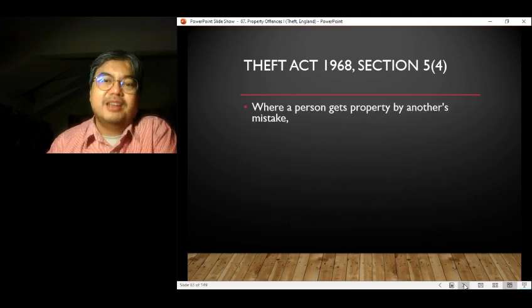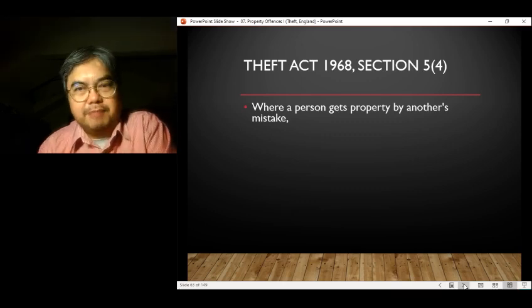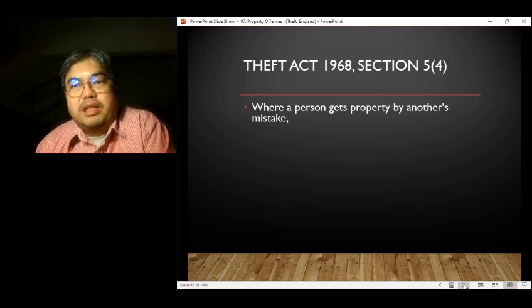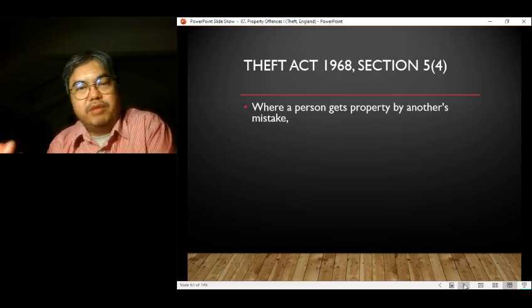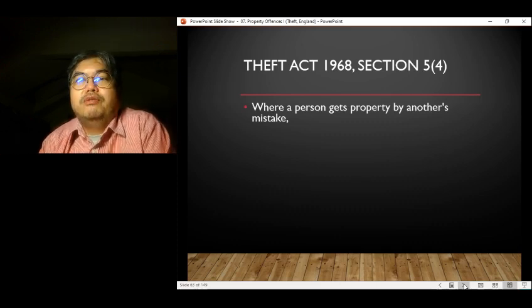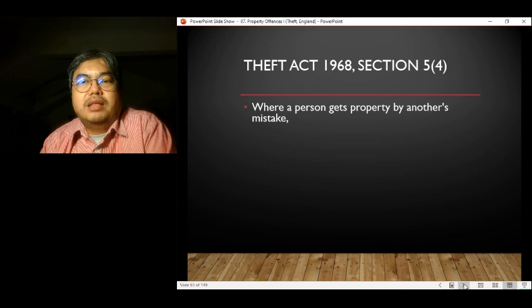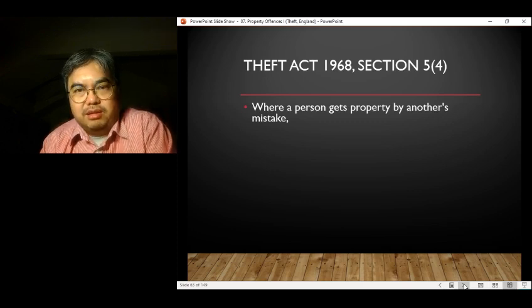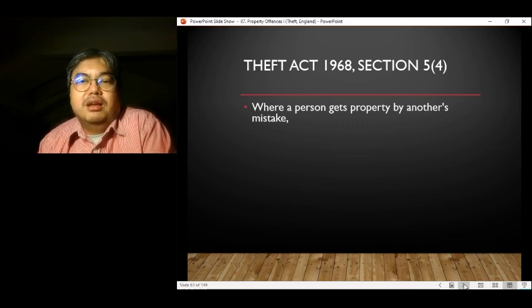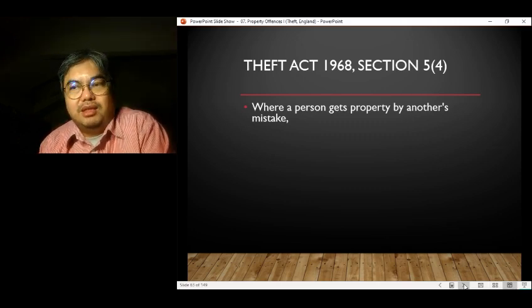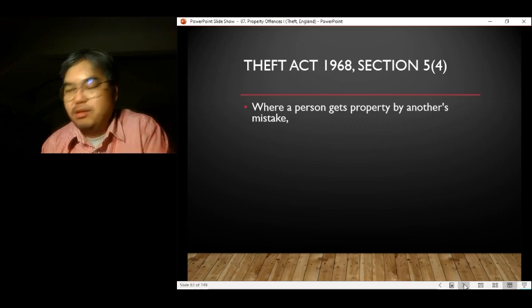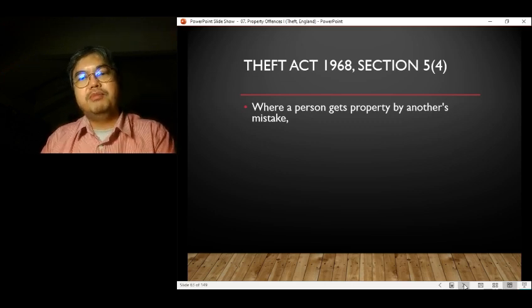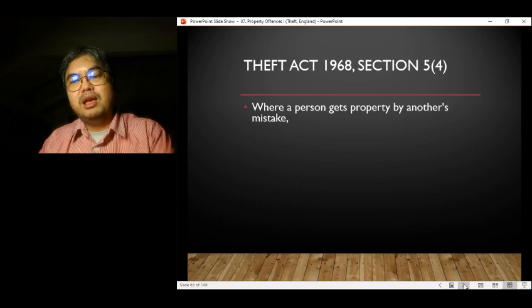Okay, let me take a breath. Let's break it up, right? So when you get property by another's mistake, a simple example is that you eat at the restaurant. You pay for the food, and you're supposed to get change, right? The change is 10 ringgit. You're supposed to get 10 ringgit change. However, you are given 20 ringgit instead of 10 ringgit, right? So you get property by mistake. They mistakenly gave you 20 ringgit instead of 10 ringgit.